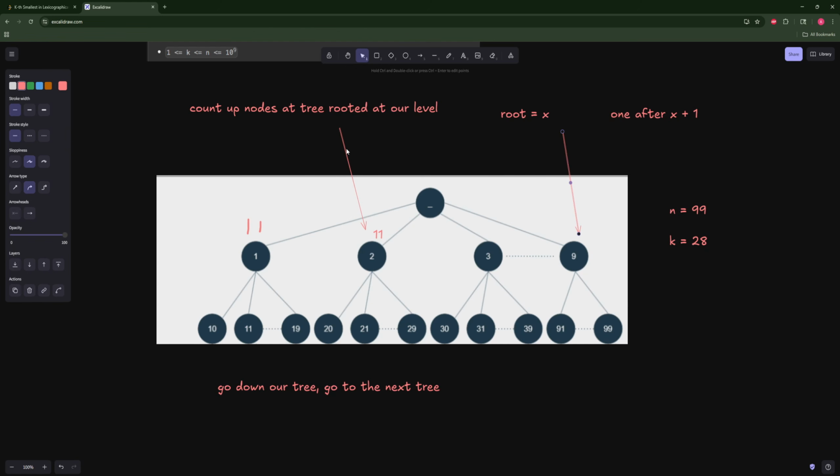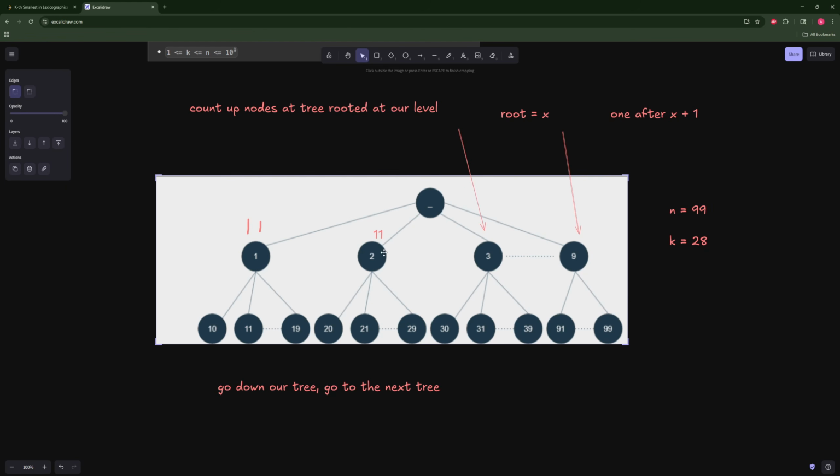And then we go to the next level. How many nodes are here? There's 11 again, because it's the same exact thing. Now, like I said, they won't always be the same because n might end earlier, but in this case, it is the same. So there's 11. So do we want to go down or across? We want to go across. There's 17 left.